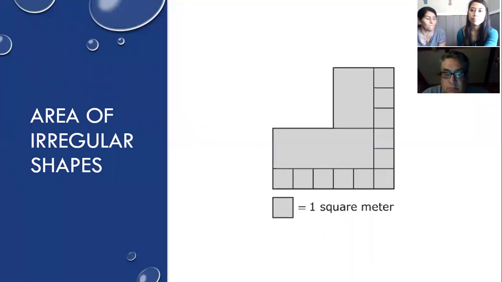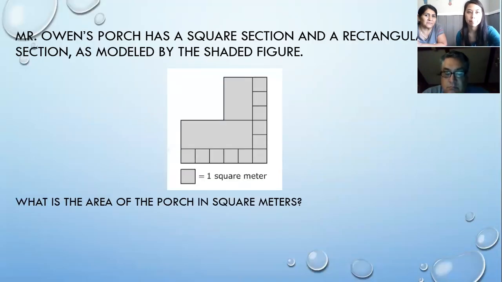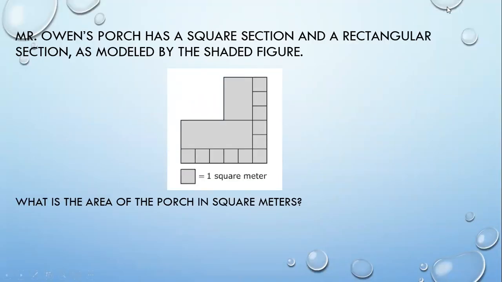Okay, so we're gonna do the area of irregular shapes. So that means this shape right here is not a shape that you see every day. It's actually a rectangle and a square put together, it looks like. So let's see what our question looks like. It says, Mr. Owen's porch has a square section and a rectangular section, as modeled by the shaded figure. So here's my square section and here's my rectangular section. What is the area of the porch in square meters?